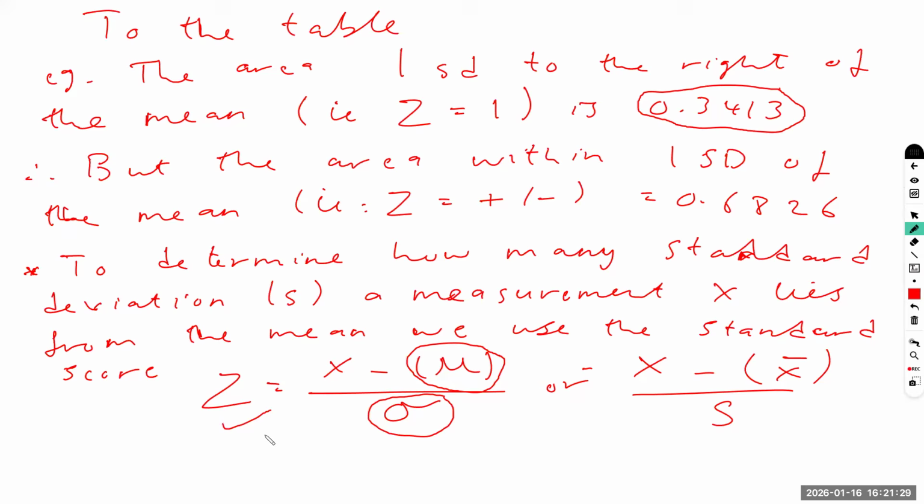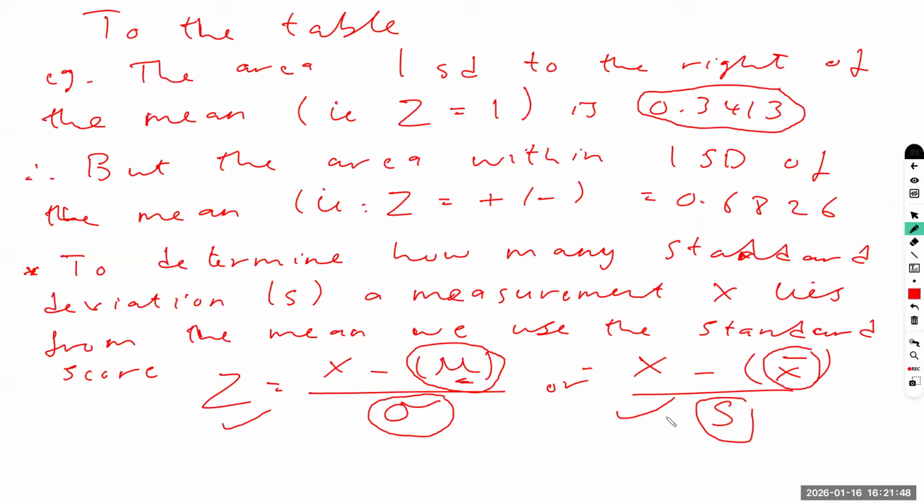But if the question does not use this sign, or mention population mean or population standard deviation, but just mentions mean and standard deviation, it means we are going to use this particular formula. It's the same formula, just that the sign is what is going to be different. I hope you're getting me.